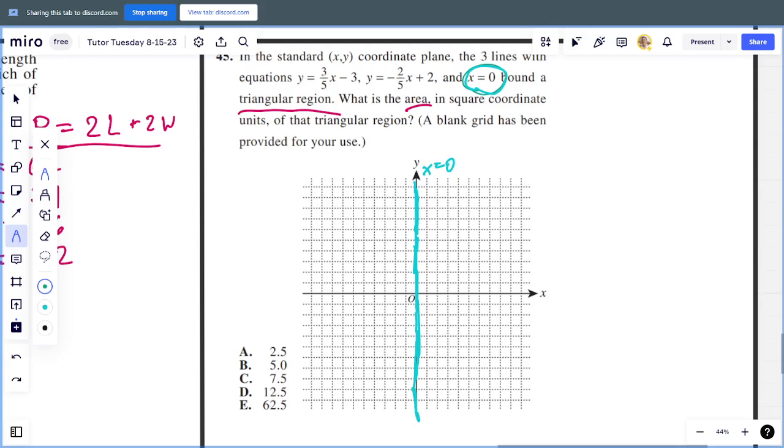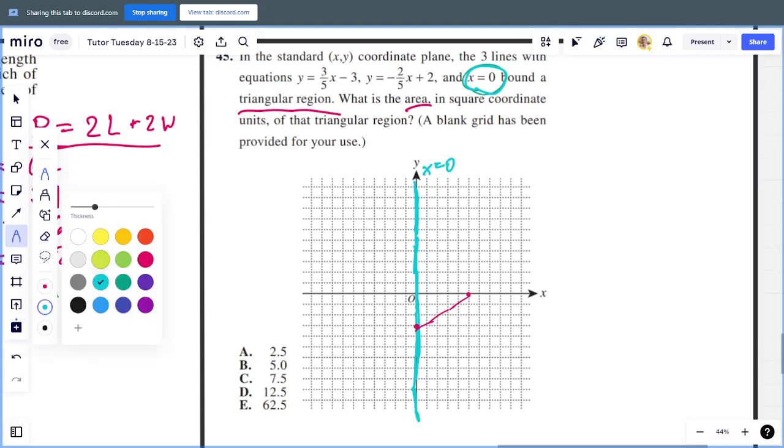y equals 3/5 x minus 3. Well, if I go down 3 and I start drawing my slope of 3/5, it would be rise 3, run 5, or up 3 over 5, which would put me right here. And I could draw a line there as well. Oh no, I'll just sketch it. And then the last one is negative 2/5 x plus 2. Well, that one's just going to be starting up at 2. We go down 2 over 5, which would bring us over to this point as well.